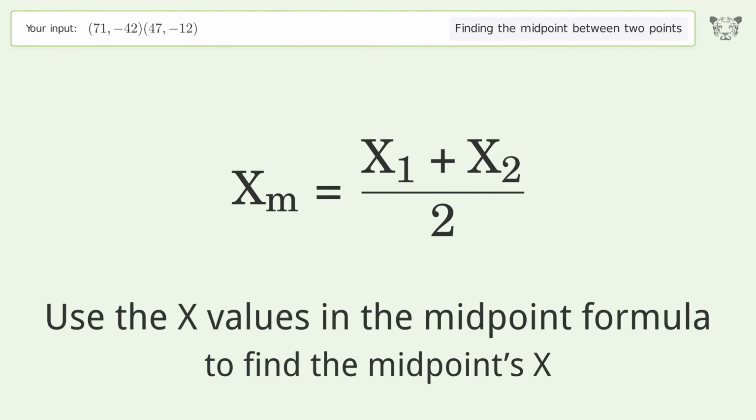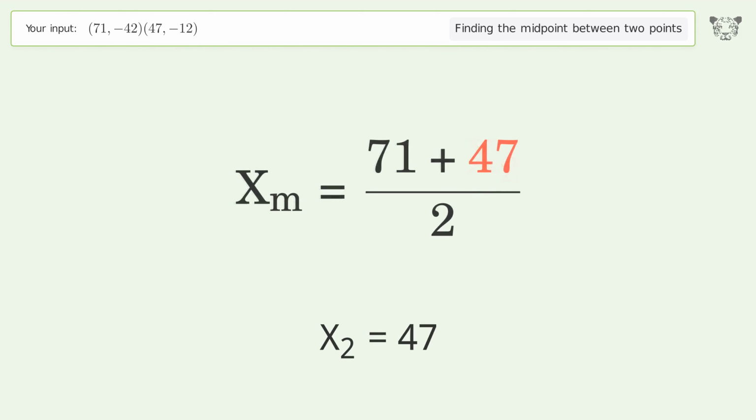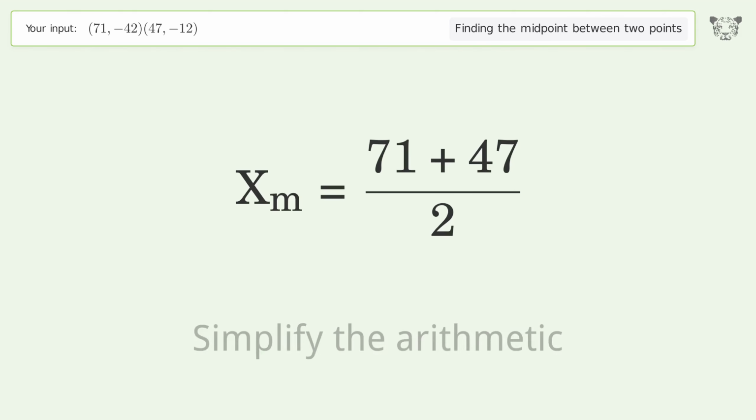Use the x values in the midpoint formula to find the midpoint's x. x1 equals 71. x2 equals 47. Simplify the arithmetic.